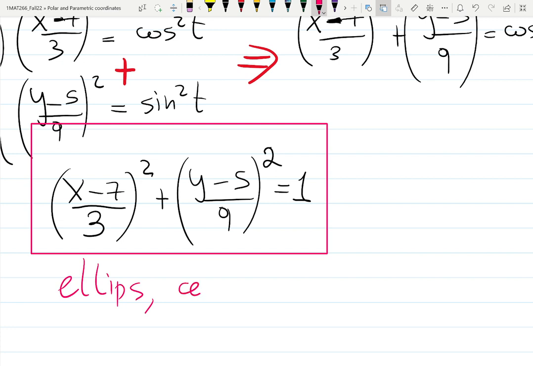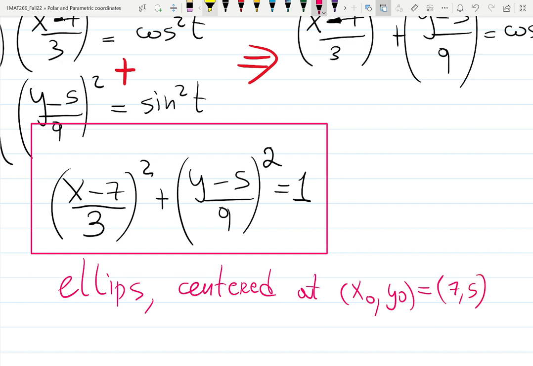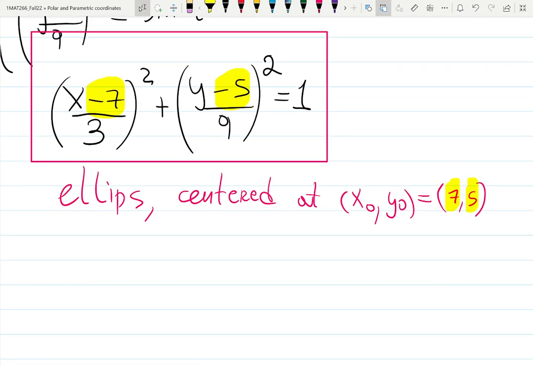Ellipse centered where? X sub 0, y sub 0 equals what? 7 and 5. This is important. This is the shift, and this shift represents the center. The center is at 7 and 5. Now we have radius 1, which associates with the x-axis, how much we're stretching in x. Let's call it A. A is 3, not 9. And B is 9. That is the stretch for the y-axis.